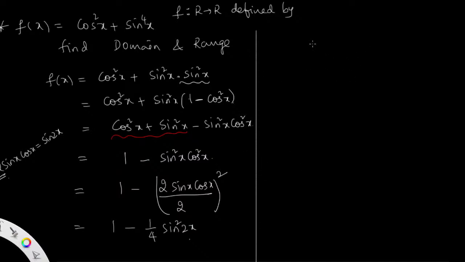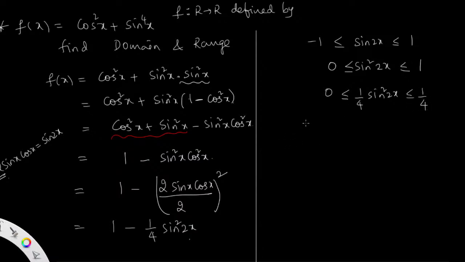Now we can change it to our convenience. Sin 2x lies in the interval minus 1 to 1, and sin square 2x lies in the interval with minimum value 0 and maximum 1. Then multiply by 1 by 4: 1 by 4 into sin square 2x is between 0 and 1 by 4. Next, reverse the sign, because taking the minus means the inequality will change: minus 1 by 4 sin square 2x.